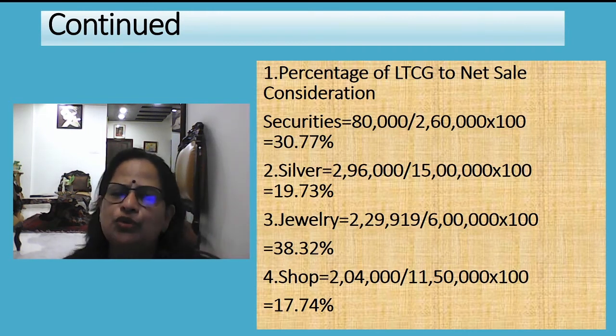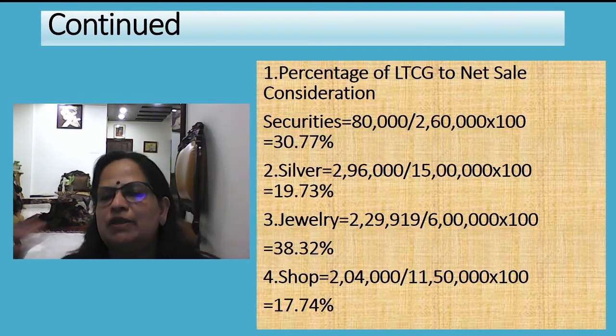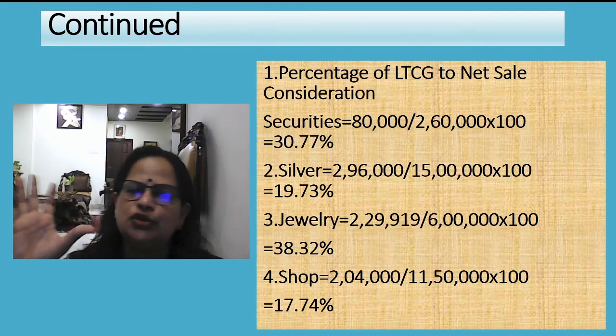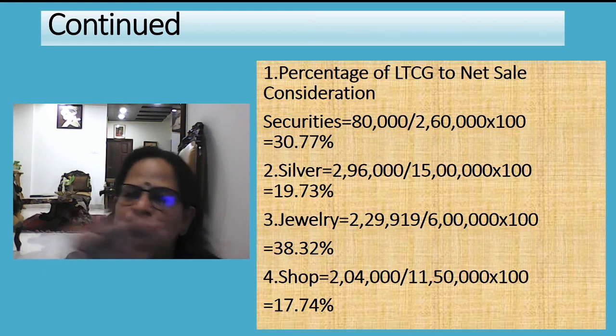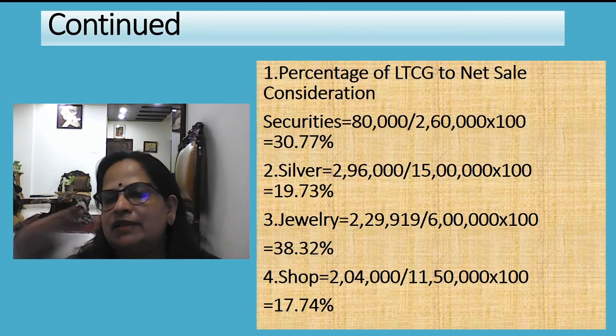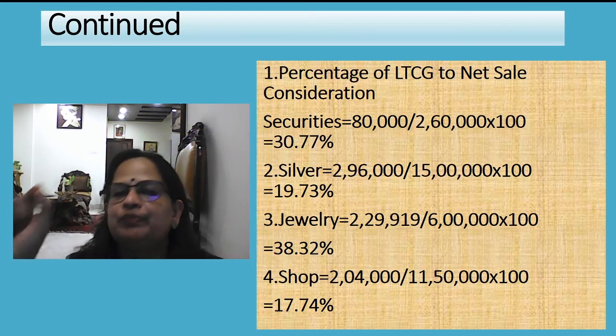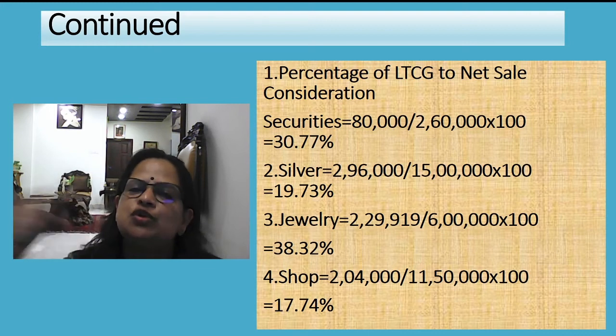Then you don't have to do the calculation. It's very simple. Full value, I will tell you how to do that. But here you have to remember that you take the sale price of all the four assets. That is the first line in the solution. If you add up all that, it's more than 22 lakhs.